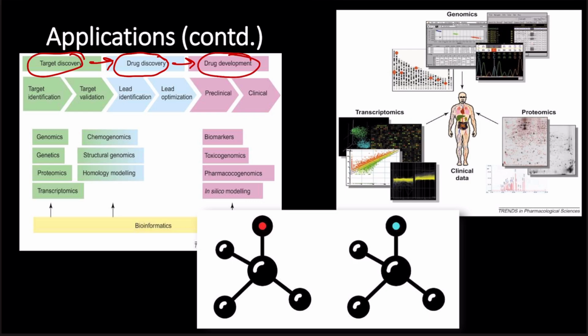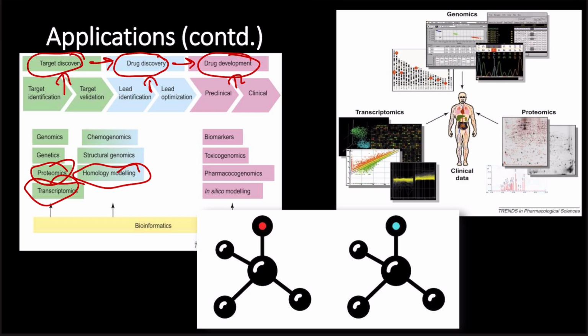So in each of these steps we have bioinformatics involved. In target discovery, that is target identification and target validation, we are actually finding the structure and the molecules which are binding to that particular target. So we are doing the molecular docking. In this also we have the role of bioinformatics, that is proteomics and transcriptomics. Then we have homology modeling, that is we are finding out the structure of the protein from the amino acid sequences.